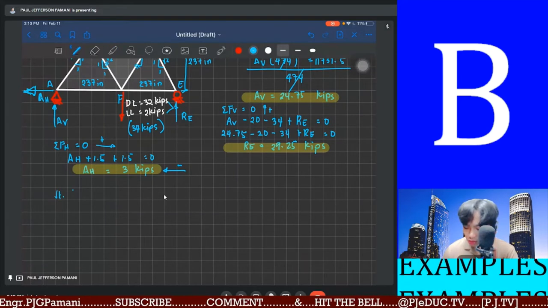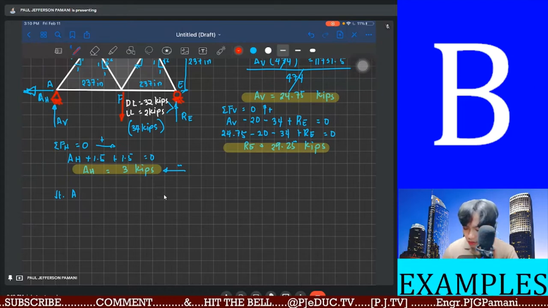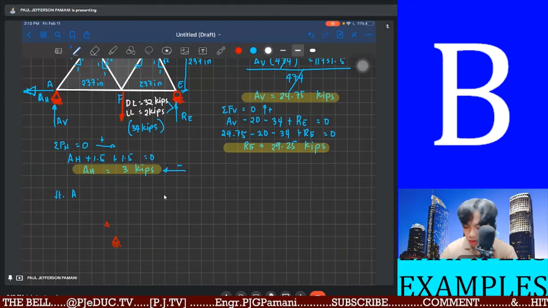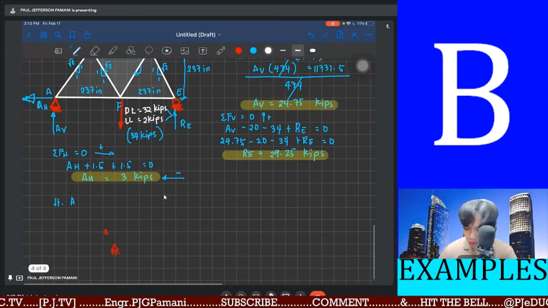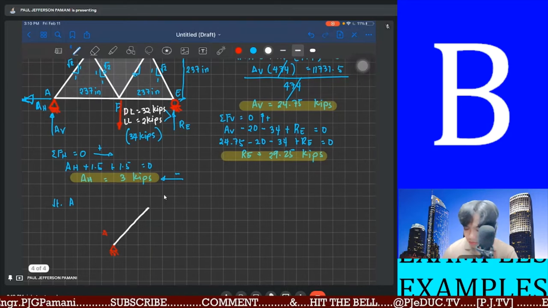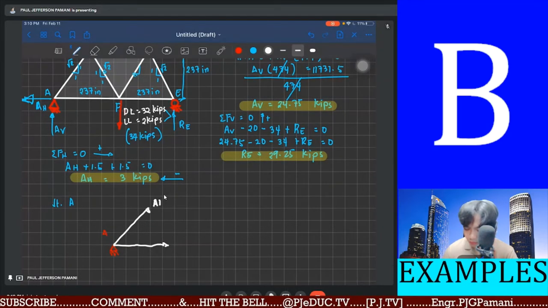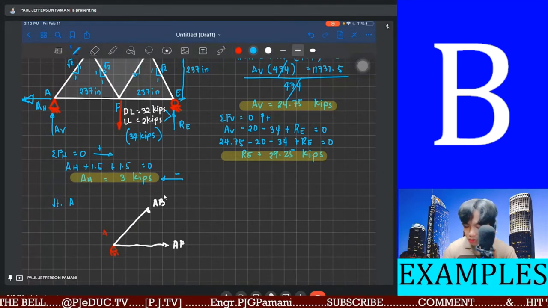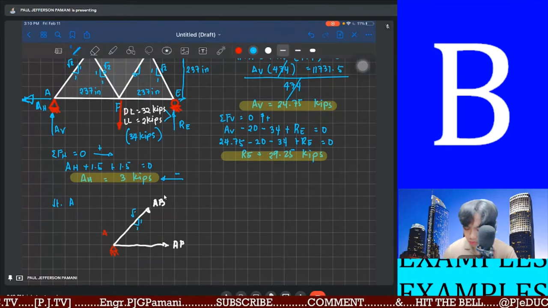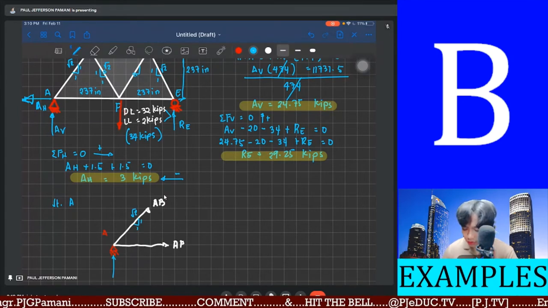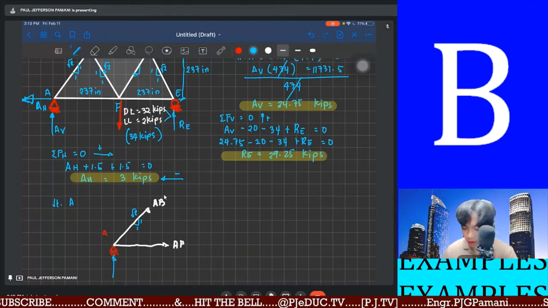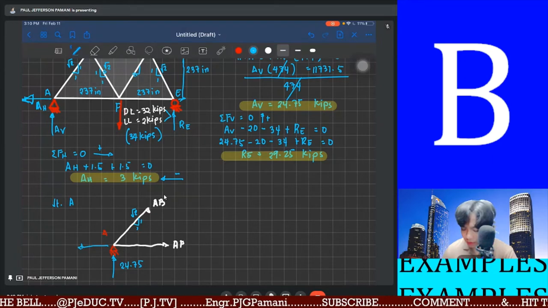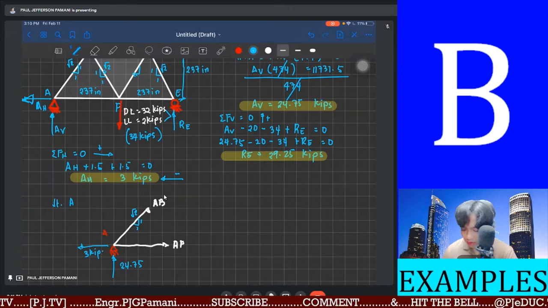Using joint A, we have a roller at joint A connecting two members, which are your member AB and member AF. Okay? Don't forget the parameters, 1 is to 1, square root of 2. Then, of course, the reactions at the support. AV is 24.75 positive. AH is negative or 3 kips to that direction.